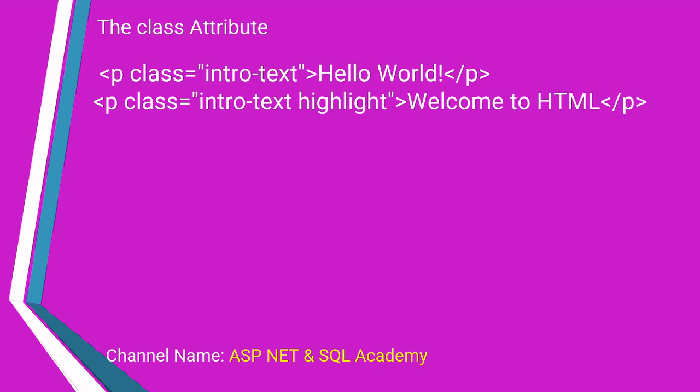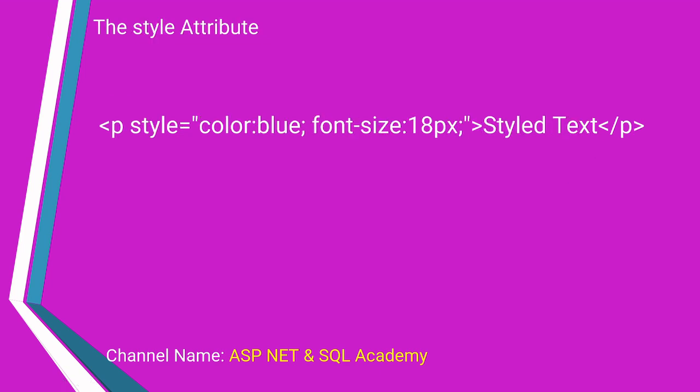The class attribute groups multiple elements with the same name. It is useful for applying styles or JavaScript actions to many elements at once. The style attribute allows you to add CSS directly to an element. This inline styling overrides other styles but should be used sparingly.